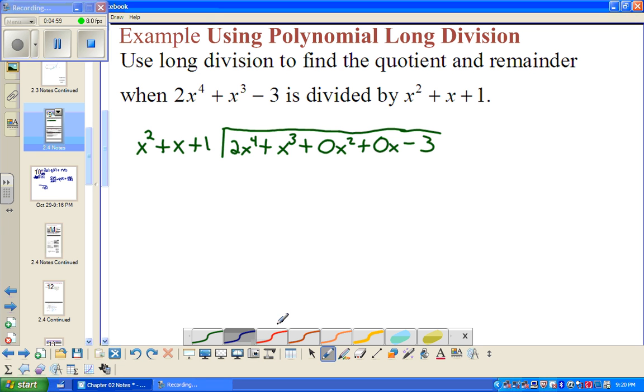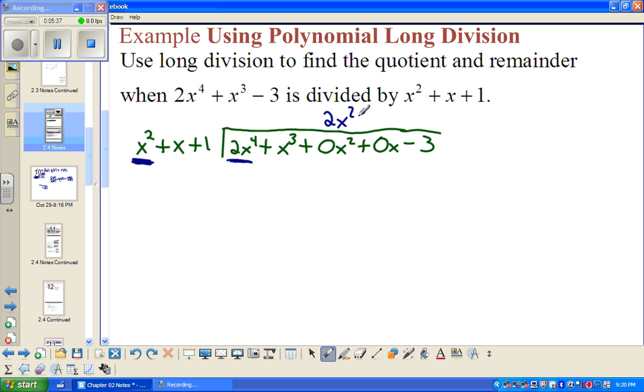So remember, you've done this before, but you probably don't remember. What you're going to do is basically you're just focusing on this term out here, and you just take your f of x one term at a time. So the question becomes, what do I have to take x squared and multiply it by to get 2x to the fourth? Well, without much work, you would realize that 2x squared times x squared would equal 2x to the fourth. So I'm going to write up here 2x squared.